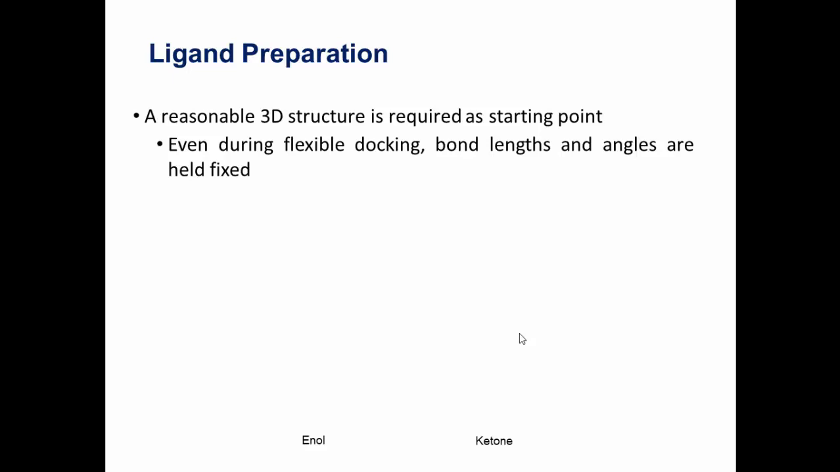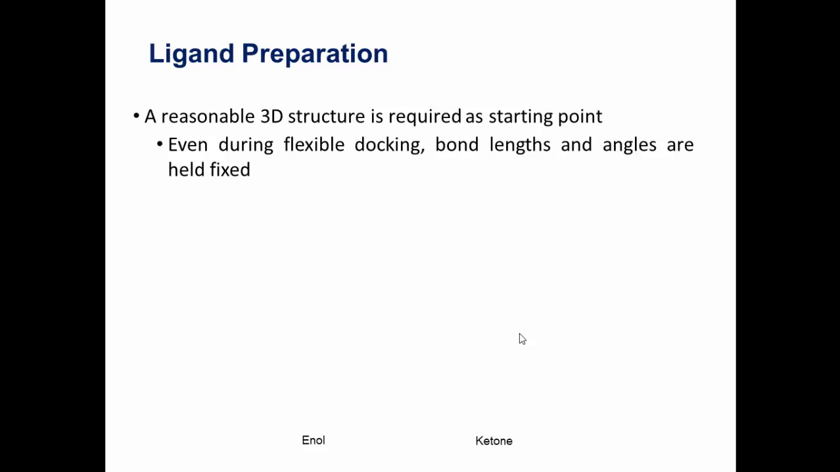structure of that ligand. So I think this is one of the best methods for obtaining the 3D structure of the compounds: taking the canonical SMILES from the database, then just placing it into the software, and the software is going to convert this SMILES into a 3D structure. Okay, so these are the different methods for obtaining the 3D structure of the ligand. A reasonable 3D structure is required as a starting point. So I told you how to obtain this 3D structure.